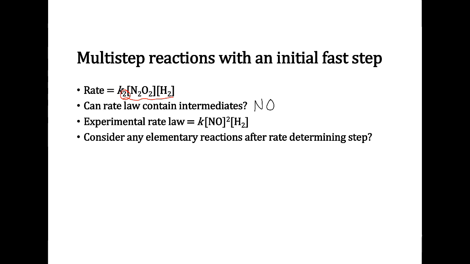So what we have here is that the experimental rate law is actually K times NO squared times H2. So how are we going to get this rate law? Well, we have to make an approximation, and this is known as the steady state approximation.